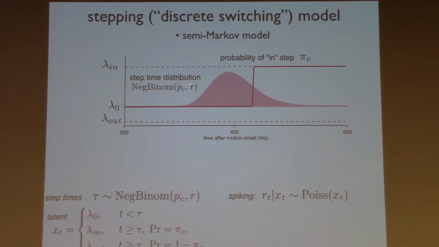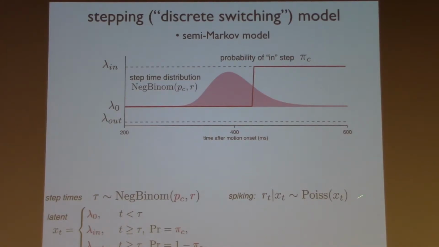That has 2 parameters. R is the shape parameter. P of C is a parameter that will determine where the mean is, which depends on coherence. And then the probability of an up step is another parameter, pi sub C. So on some coherences, we're drawing a time from this distribution, then we're flipping a coin with probability pi sub C, and if that comes up heads, we have an up step. If it comes up tails, we have a down step.